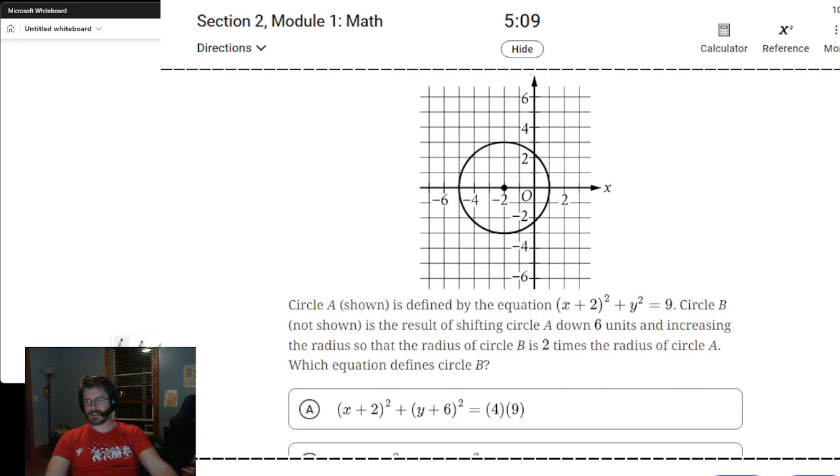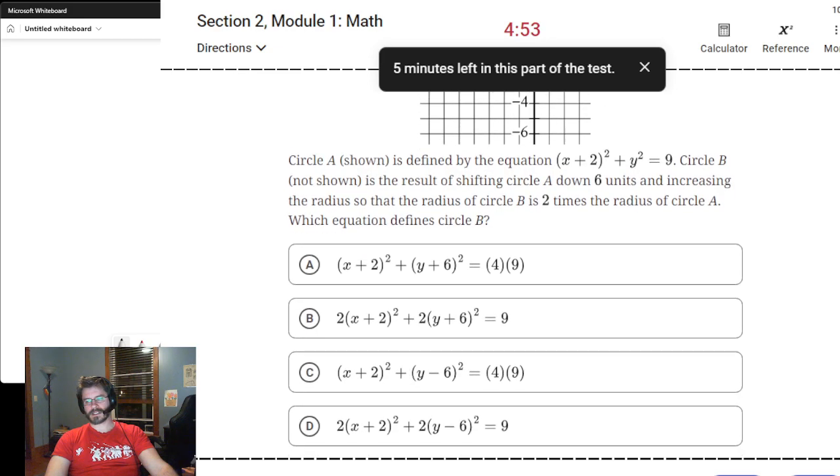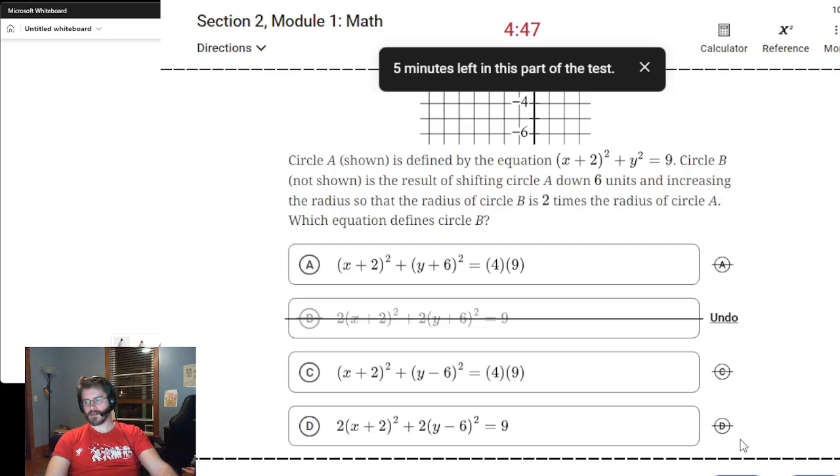Increasing the radius 2 times the radius of A. So that's the easy thing to figure out. 1, 2, 3 is the radius. So 2 times 3 is 6. 5-minute warning. And 36 needs to be our term on the outside. So it's either A or C.